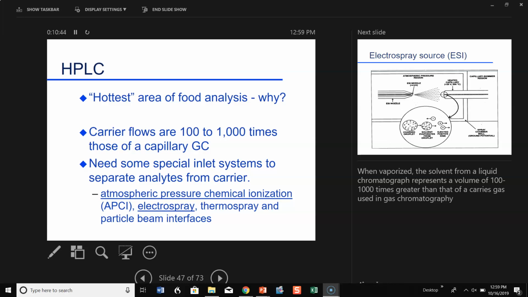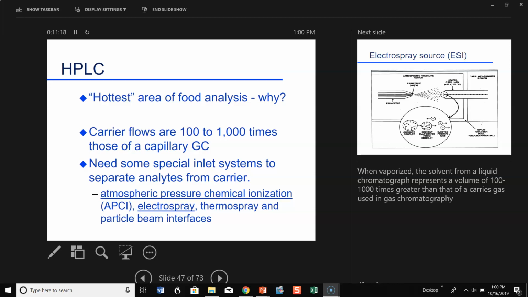It is a problem that carrier flows are 100 to 1,000 times flows of a capillary GC. So I'm running a lot more material into that MS. Remember gas chromatography is in milliliters per minute, that's it. Well, of gas. Here they're putting a milliliter per minute or more of a liquid in, which expands tremendously. And so there has to be some way we can interface, some way we can get rid of that carrier liquid, or the mobile phase.